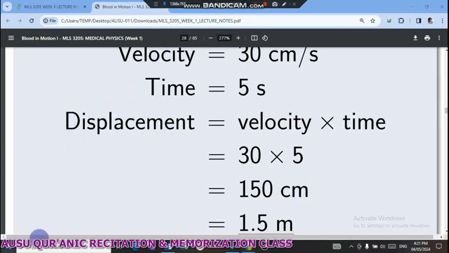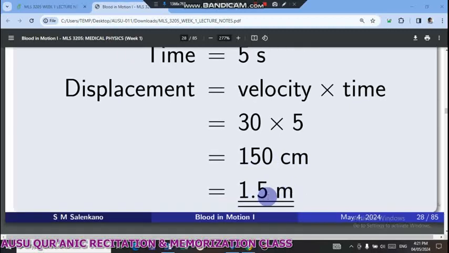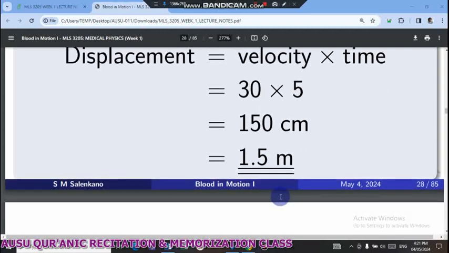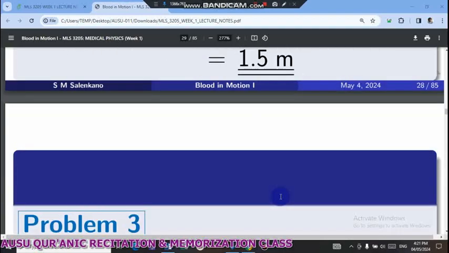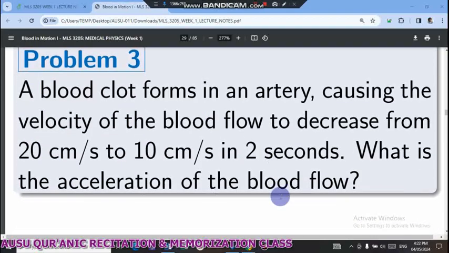Again, the SI unit of displacement is not centimeter, it's the meter. So I have to change that. 150 centimeters, I will divide it by 100, and I will have 1.5 now in meters. So with this, I have completely solved the problem, and let's move on to problem 3.